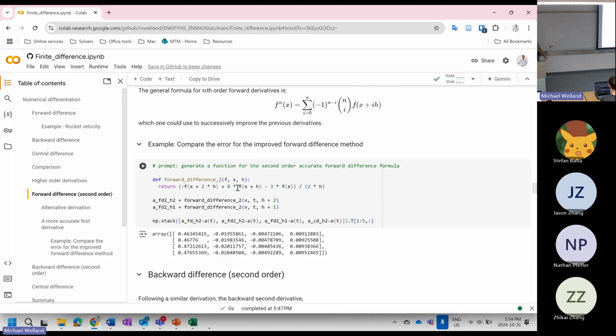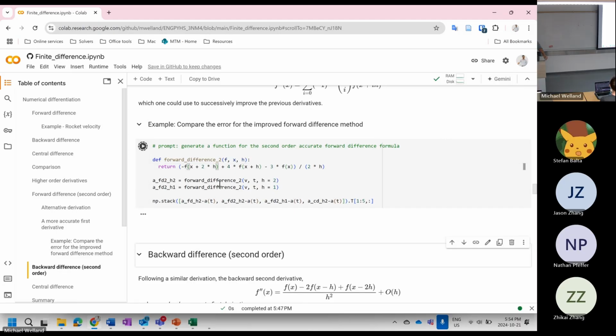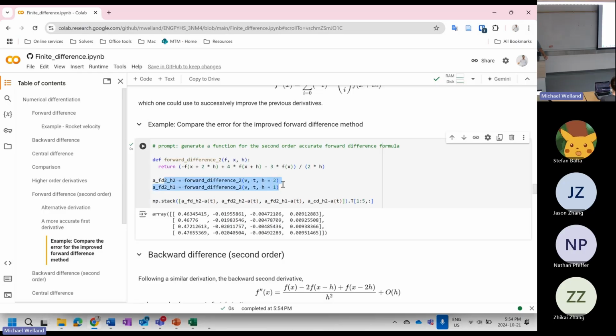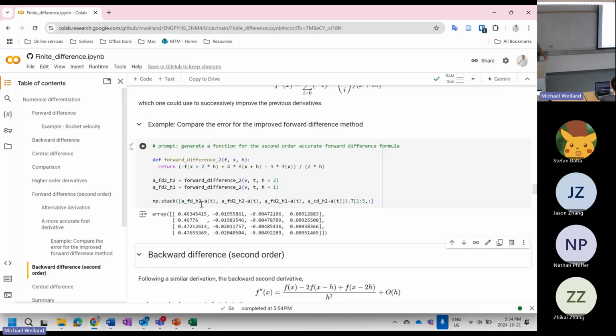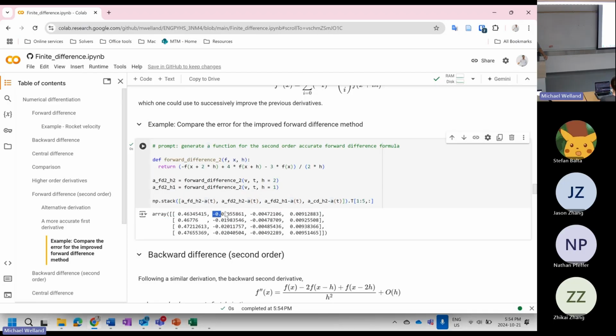So let's compare the error for the improved forward difference model. This is forward difference 2. The implementation is literally just what we wrote up top. Okay, so this is for h2 and for h1, and let's compare it against the vanilla forward difference. Between the original one and the improved one, first of all, you notice that the sign has switched, which is interesting, but not really so important, to be honest, because the absolute error has decreased, which is exactly what we wanted to see.